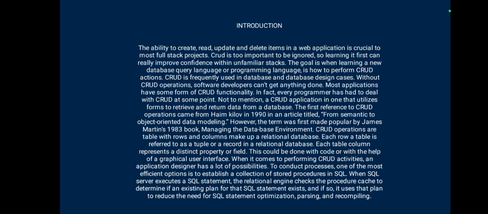Tables with rows and columns make up a relational database. Each row in a table is referred to as a tuple or a record in a relational database. Each table column represents a distinct property or field. This could be done with code or with the help of an application designer, which has a lot of possibilities to conduct the process. One of the most efficient options is to establish a collection of stored procedures in SQL.